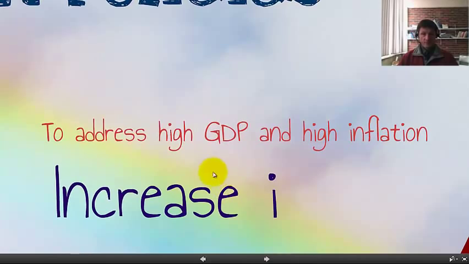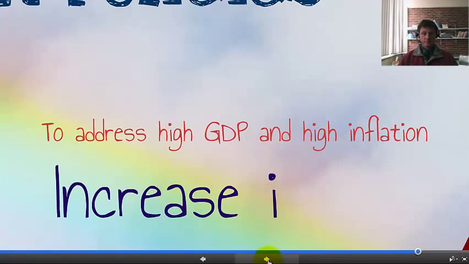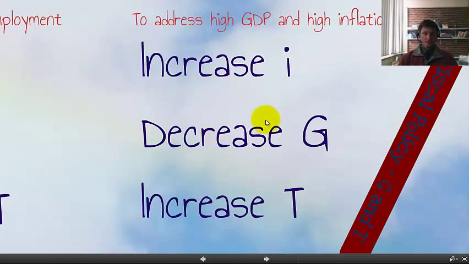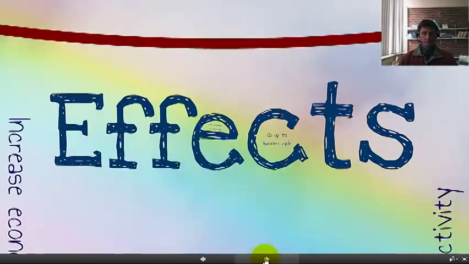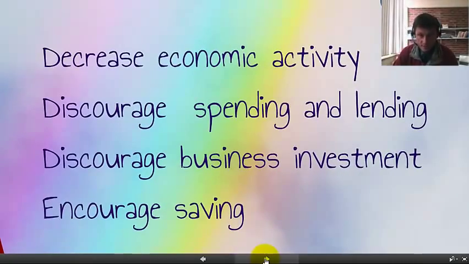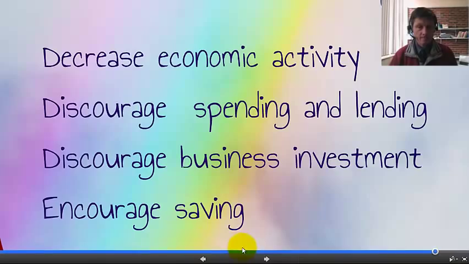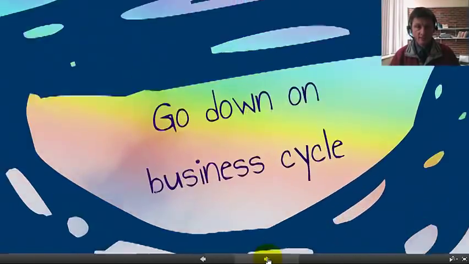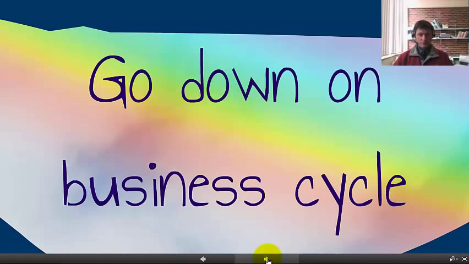Now let's look at the other side. If we have high GDP, which means we've got high inflation, which is a problem, the things the government can do is increase interest rates, decrease government spending, and increase taxes. These three tools are there to slow the economy. What are the effects? Well, it decreases economic activity. Too much economic activity is not good for the economy. It discourages spending and lending. It discourages business investment. And because the interest rates are higher, it encourages saving. So it takes money out of the circular flow, which then makes the business cycle go down, just tapers off a bit. Remember how I explained it before, if we are on a peak, it just takes it back within those acceptable bands, like I showed you before.